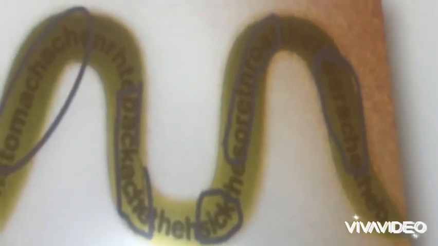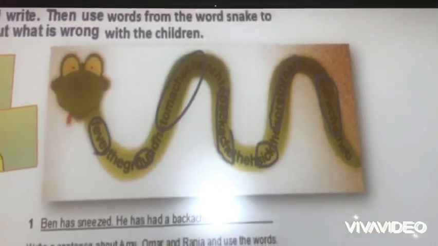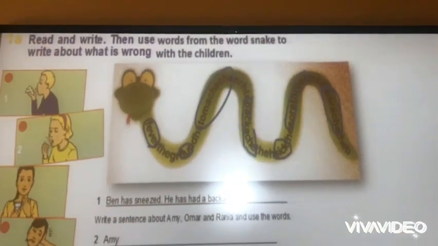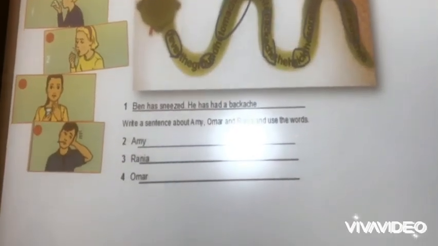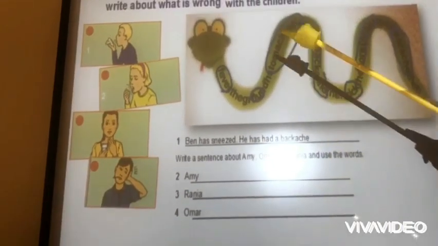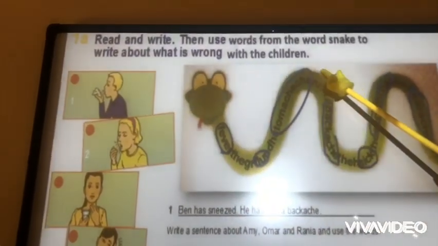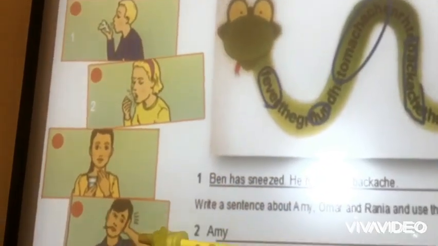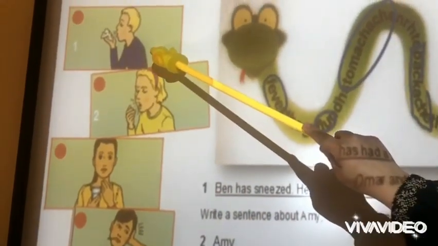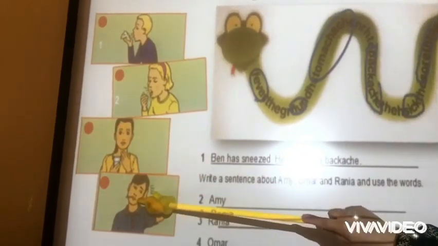Excellent. Please, everyone, check your answers. Be careful to circle the correct letters. Don't add any letter to them. Now, they wrote for us here: write about what is wrong with the children. Here are the children. Do you remember them? This is who? Ben, Emmy, Rania, Omar.